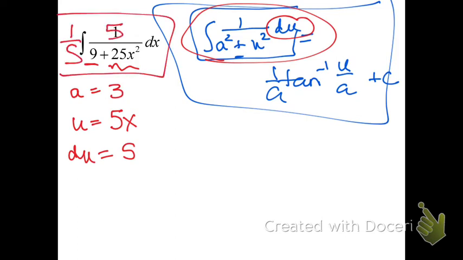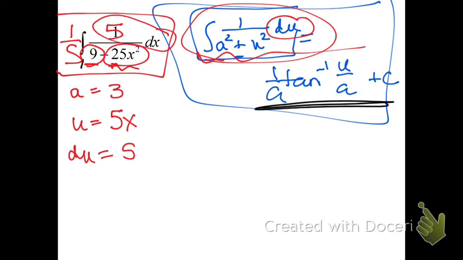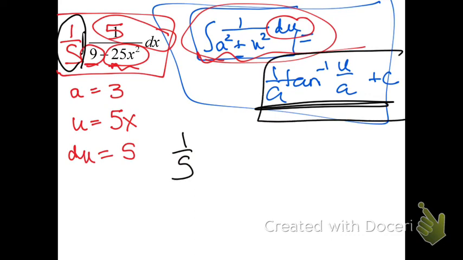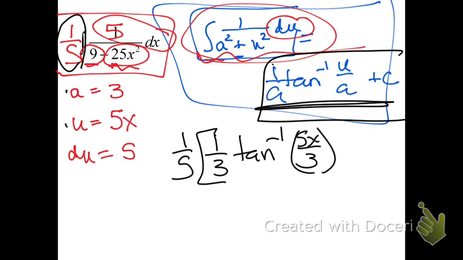And this is really where all the work happens. Now you just got to make sure you have everything required to apply the formula. Okay, do I have a squared? Yes. Do I have u squared? Yes. Do I have du? Yes. So now I'm going to give my answer. Well, there's a 1/5 out front, so I got to bring that down. And now I simply apply this formula. So I'm going to have a 1/5 out front. 1 over a is 1/3. Inverse tangent of u over a, 5x over 3, plus c. And that's it. Okay, and you would change this to 1/15.